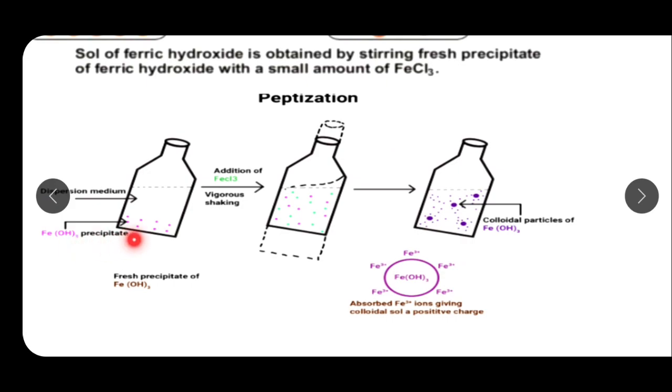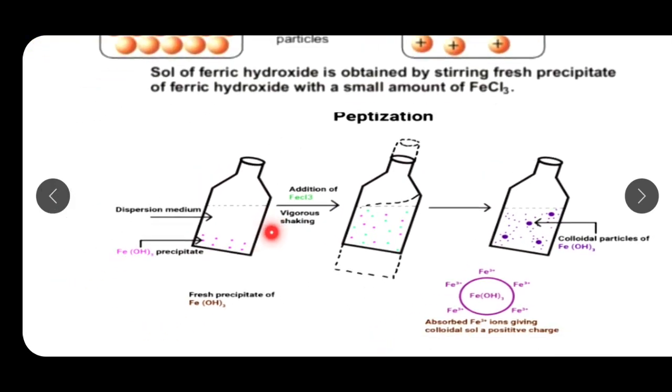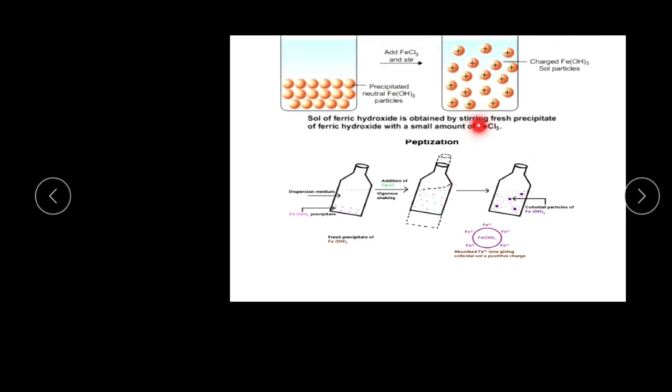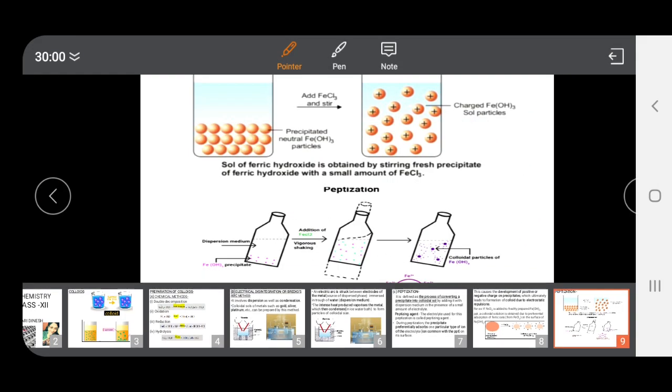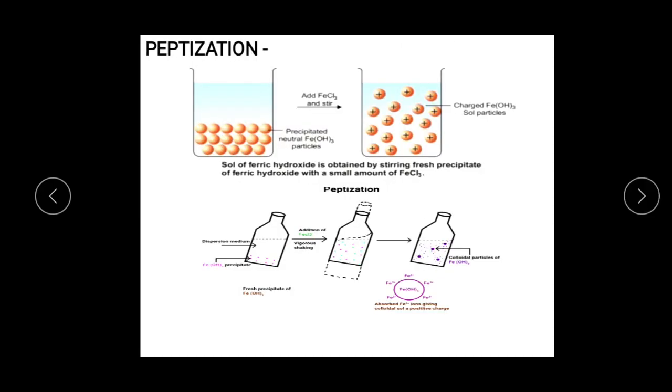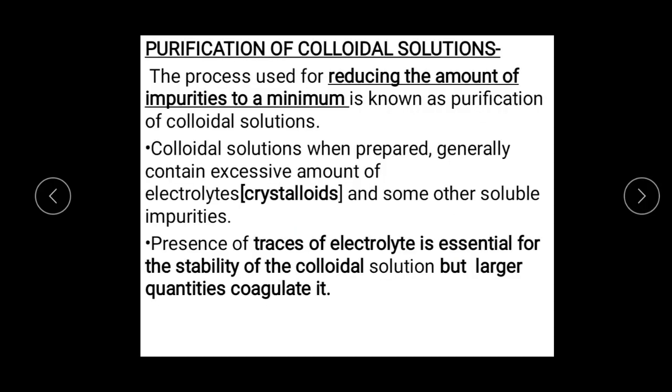See here, ferric hydroxide is taken, we add ferric chloride and we do vigorous shaking and we get colloidal particles of ferric hydroxide. Hope it is clear to you. And one term is very important here, that is electrostatic repulsions due to similar charges. That you have to remember. Now we move on to the next slide.